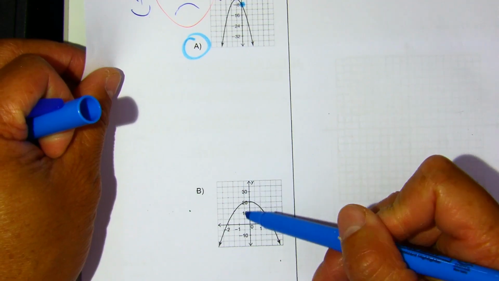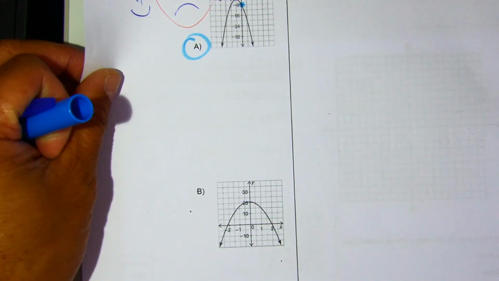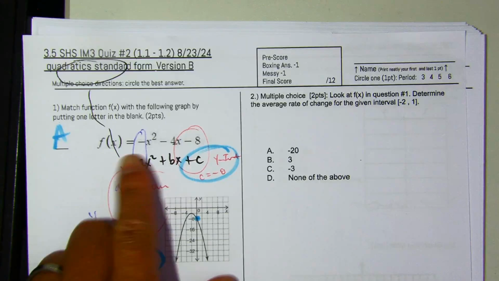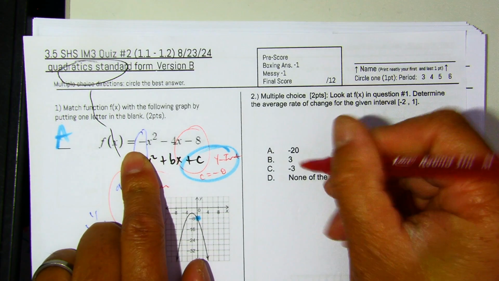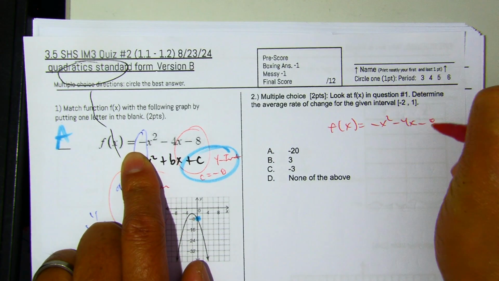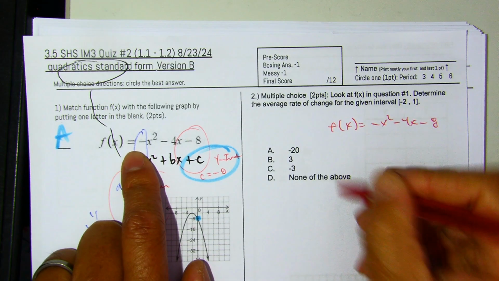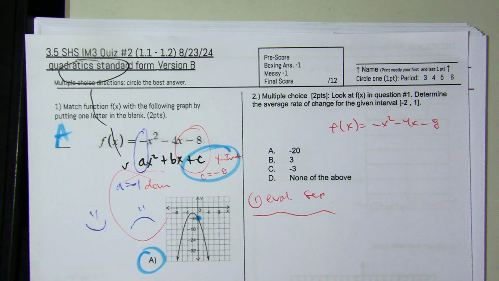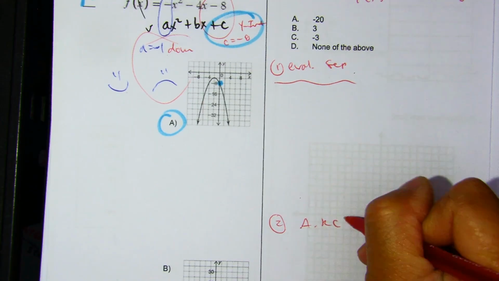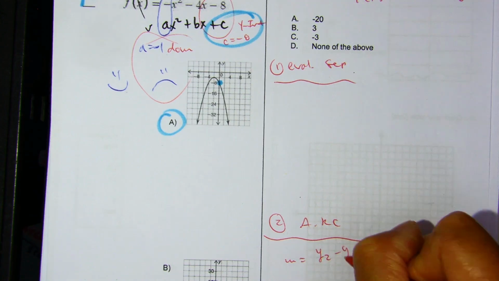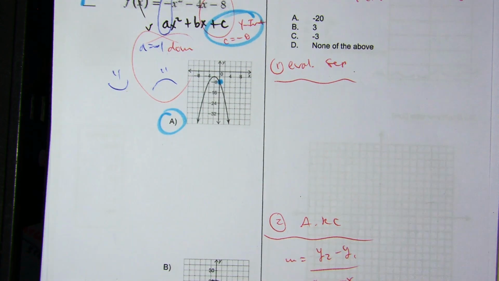Number 2 says, look at question number 1. Look at f of x. I'm just going to copy this over here. Determine the average rate of change. So we did this in class. You can evaluate this separately. And then we can use the average rate of change formula, which is just slope. You should have that on your formula sheet. I'm going to call this one x1, this one x2. So it's not an ordered pair. This is an interval, start and end.